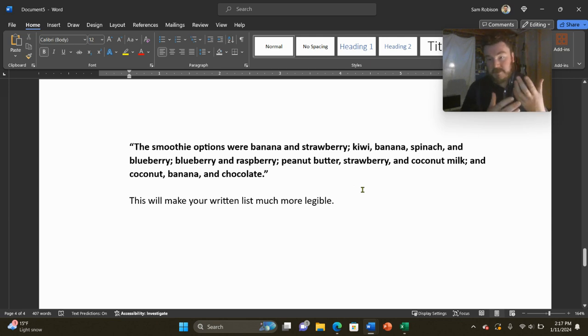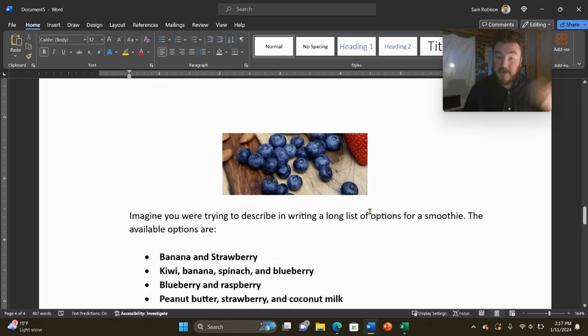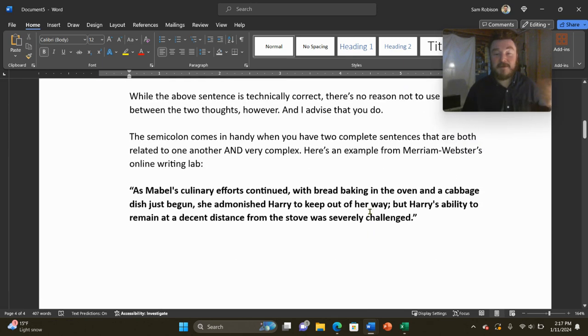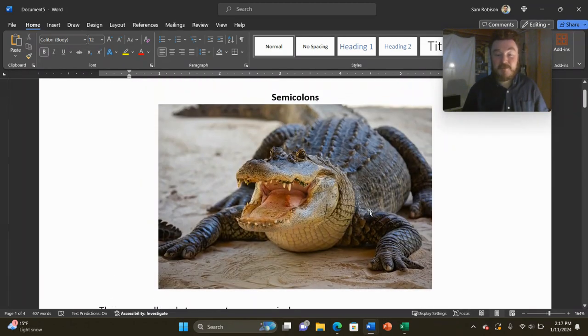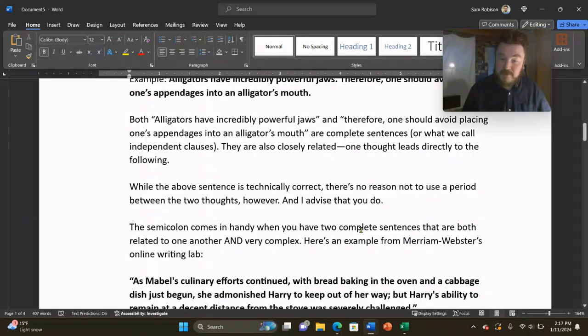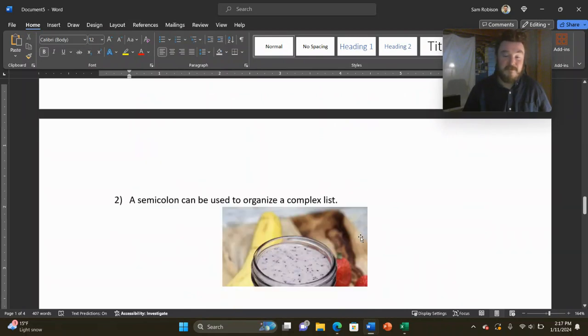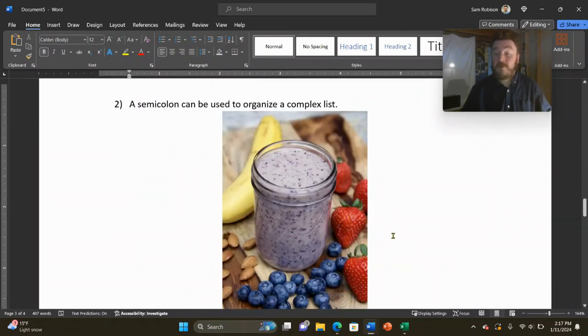The simple addition of the semicolon here, while there aren't complete sentences on either side of those semicolons, makes the list so much easier to read, right? So you have the alligator, right? Connecting two related thoughts that are rendered in complete sentences, and you have the smoothie, right? Using a semicolon to organize a list of complex things, right?